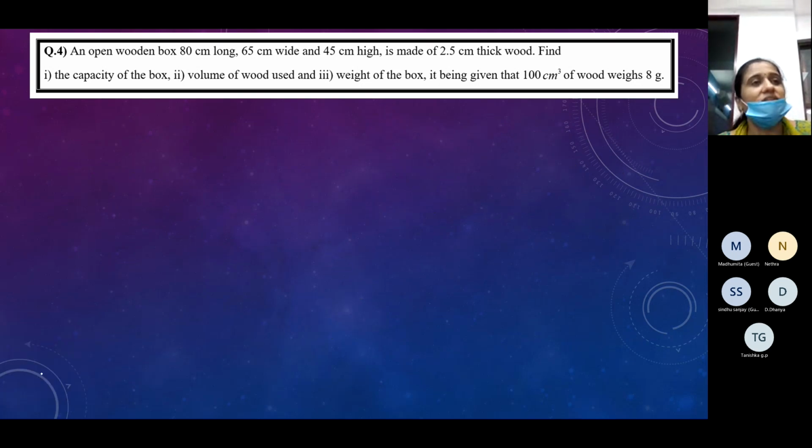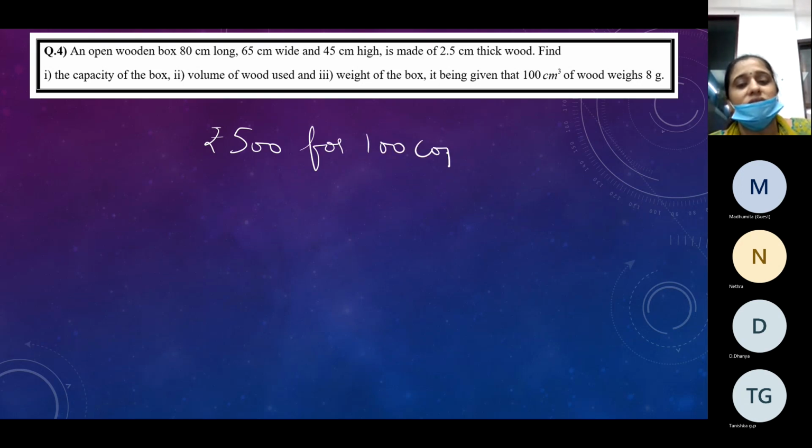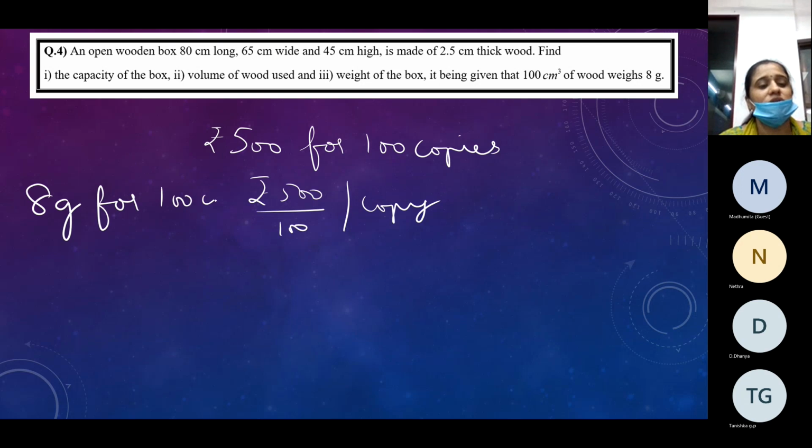See, if I say that something costs 500 rupees for 100 copies, that means how much is it per copy? 5 rupees, because rupees 500 by 100 per copy. 5 rupees per copy. Similarly, 8 grams for 100 centimeter cube, so for 1 centimeter cube, it will be 8 by 100 grams.